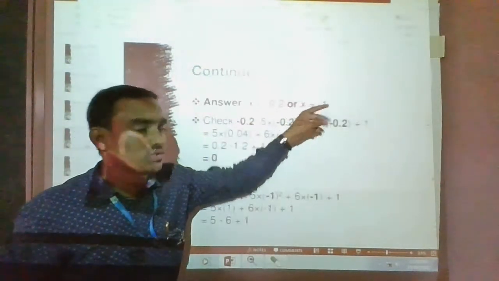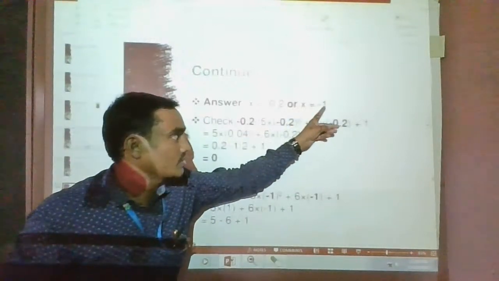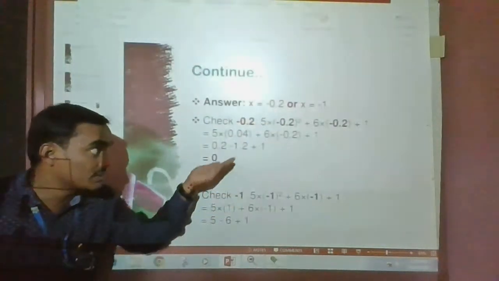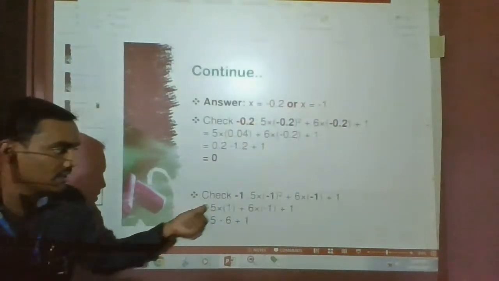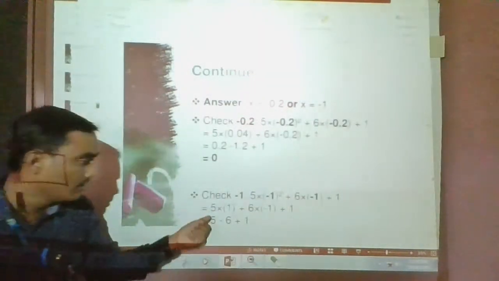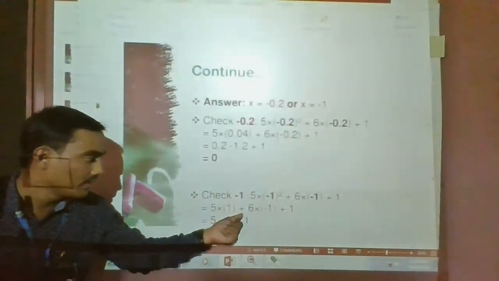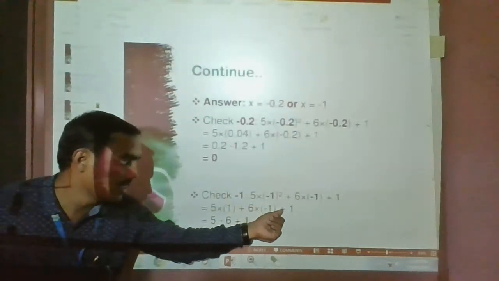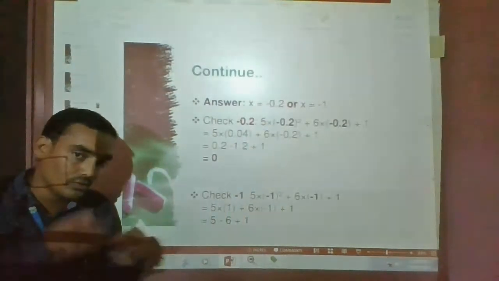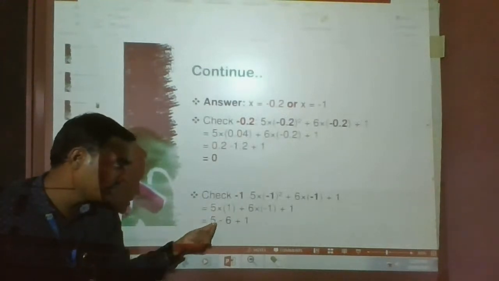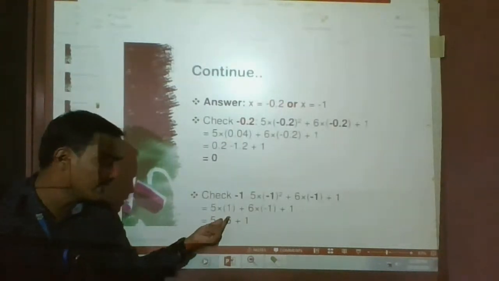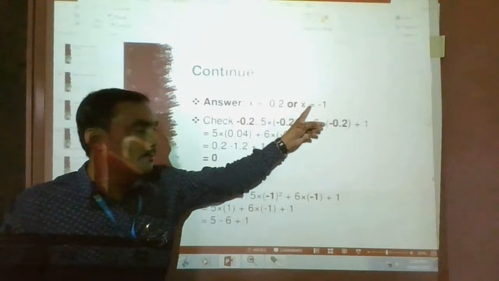Next we have to check whether x equal to minus 1 is right or wrong. Again, substitute x equal to minus 1 in the given quadratic equation, 5x square plus 6x plus 1. Now it is 5 into 1 square plus 6 into minus 1, plus 1. The square is 1 because x square is minus 1 into minus 1, so it becomes plus 1. 5 ones are 5, and plus into minus is minus. 5 plus 1 is 6, 6 minus 6 is 0. So the other root is minus 1.